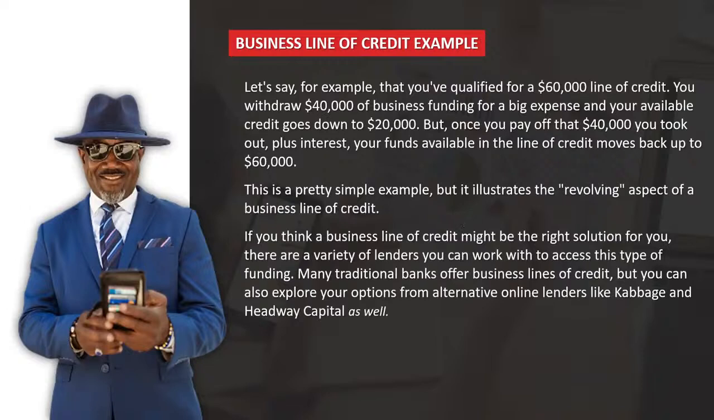Pretty much what we talked about before. You qualify for a $60,000 line of credit. You withdraw $40,000 of business funding for a big expense, and it takes the credit available down to $20,000. Once you pay off the $40,000 you took out plus interest, your funds are back available to $60,000. Super easy to understand.